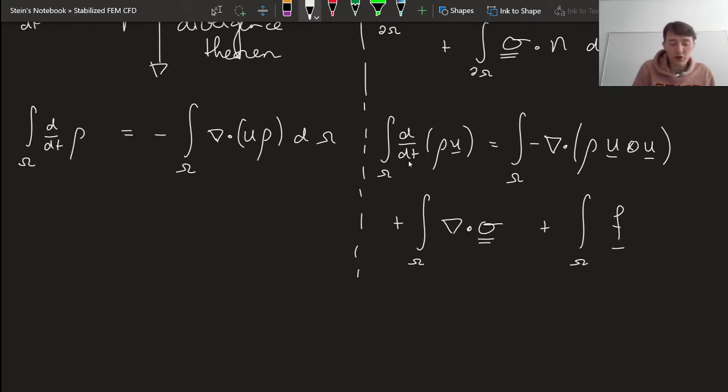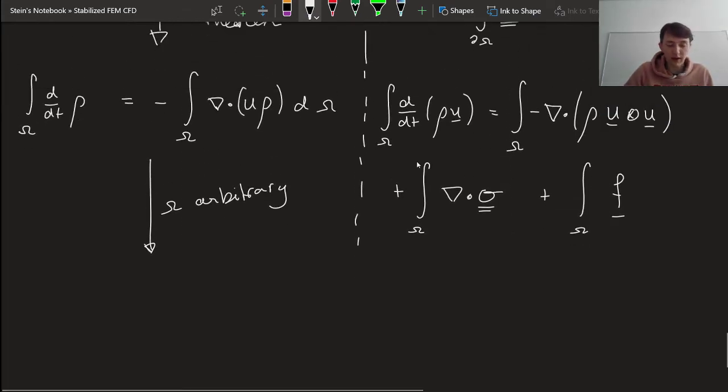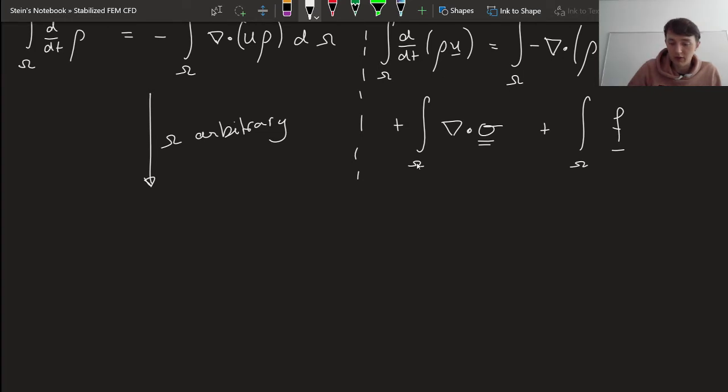Now the next trick that we used for the advection diffusion equation was to say that this domain is actually arbitrary. And that's how we are left with a partial differential equation. Because we're going to say that this then has to hold pointwise, giving me that the time derivative of our density is going to be equal to and opposite the divergence of u times the density.